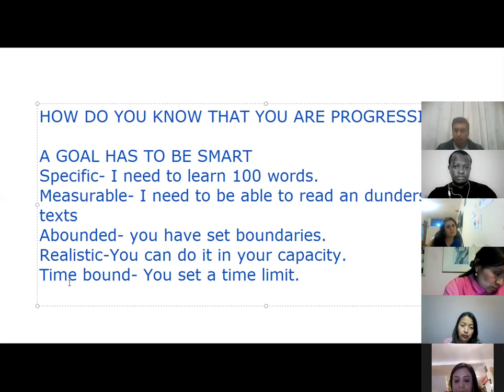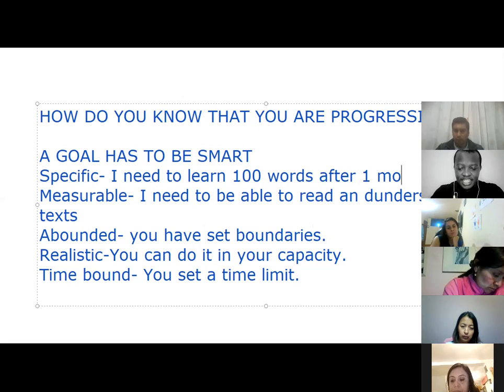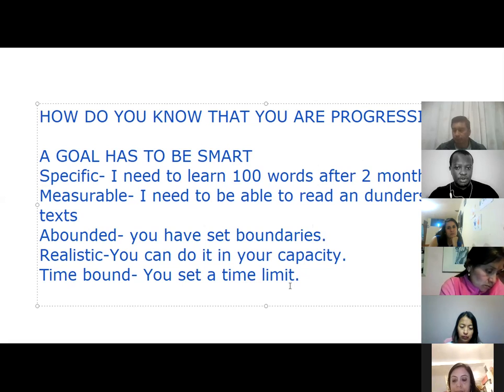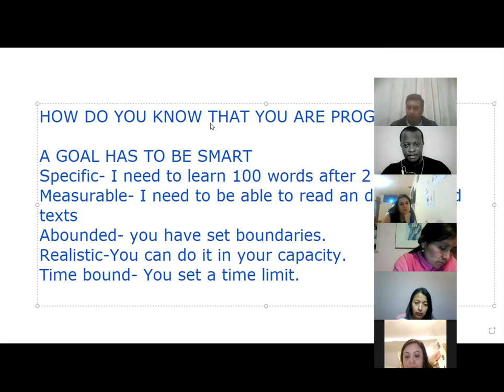So, how do you measure your progress? After 1 month, maybe. Okay, let's make it 2 months. Have you improved your vocabulary by 100 words after 1 month? If yes, you're making progress. If no, you're not making progress, but you can improve.